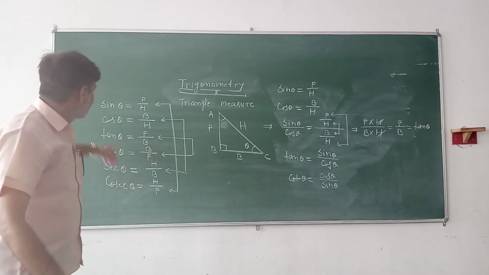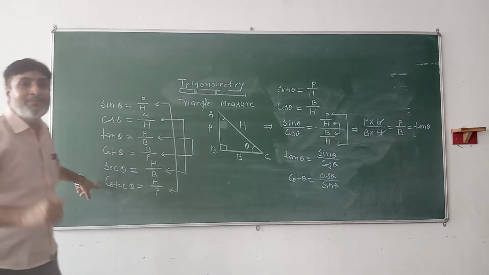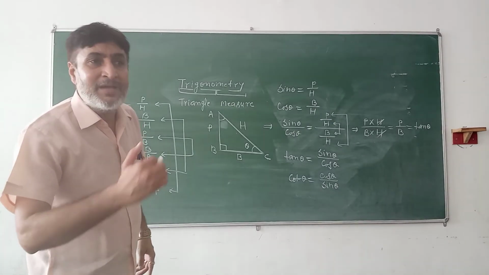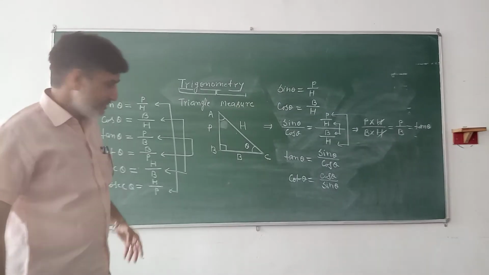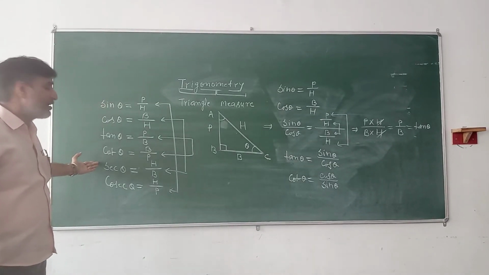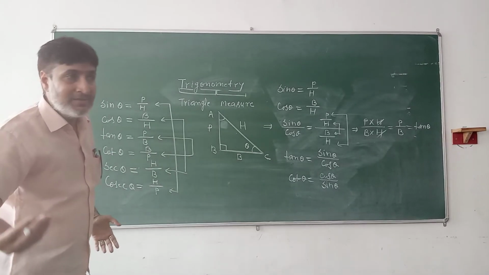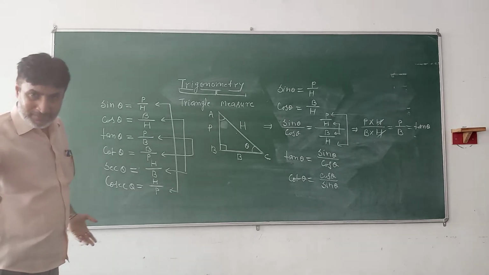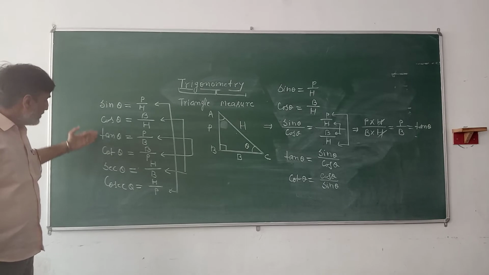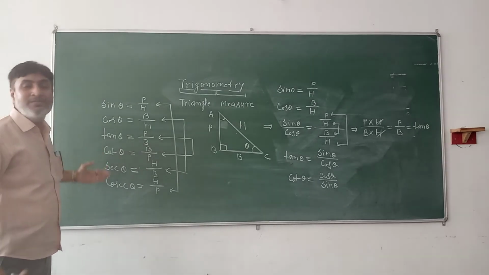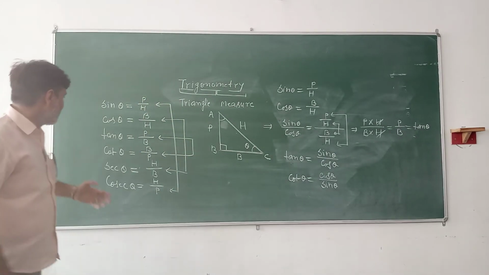These are a few interrelations between these six trigonometrical ratios. Quickly we revise them. Sin theta and cosec theta are reciprocal to each other. For example, if sin theta equals 3 by 5, then cosec theta becomes 5 by 3. Similarly, cos theta and sec theta are reciprocal to each other. If cos theta equals 4 by 5, then sec theta becomes 5 by 4. Similarly, tan theta and cot theta are reciprocal to each other.